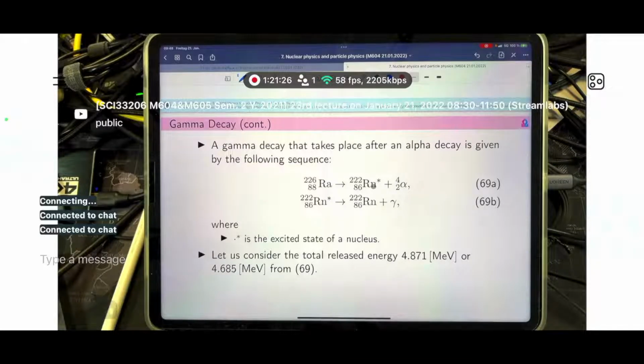It means that the nucleus still stays in the excited state. There is some vibration of the protons and neutrons inside the nucleus. In order for the radon nucleus to become stable, it is going to release a gamma ray, or a photon with high energy. The star represents the excited state of the nucleus.